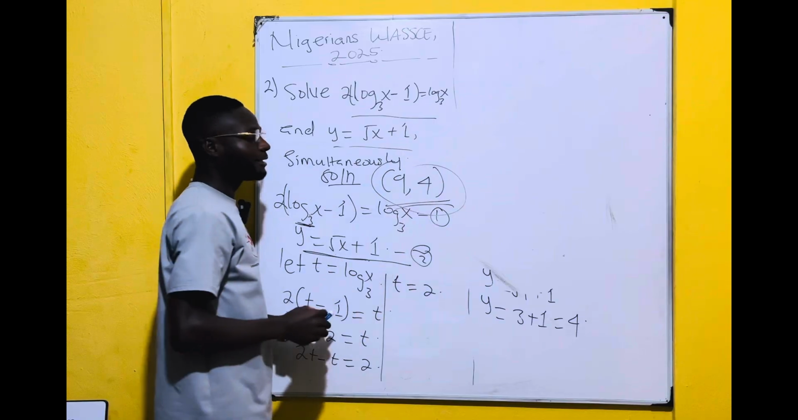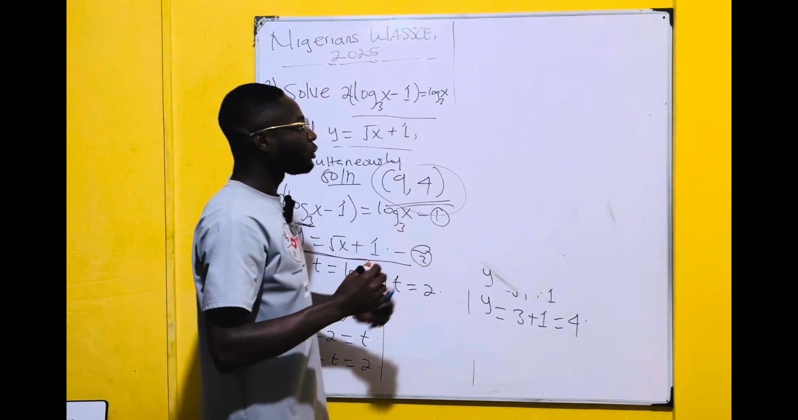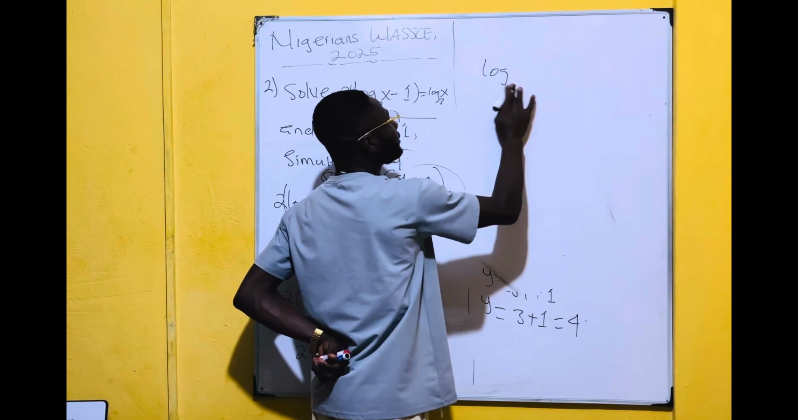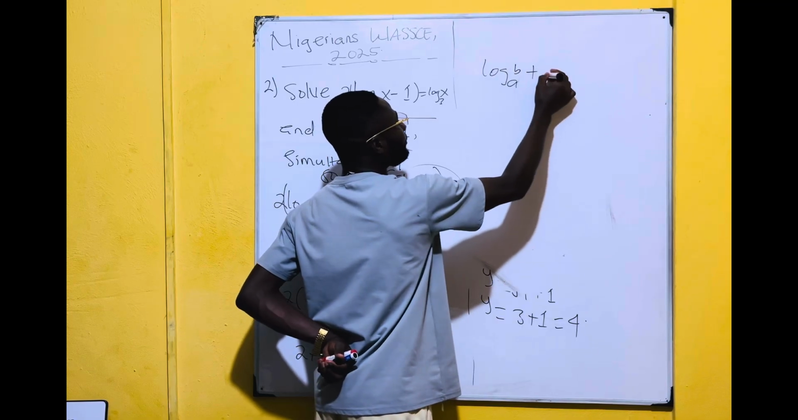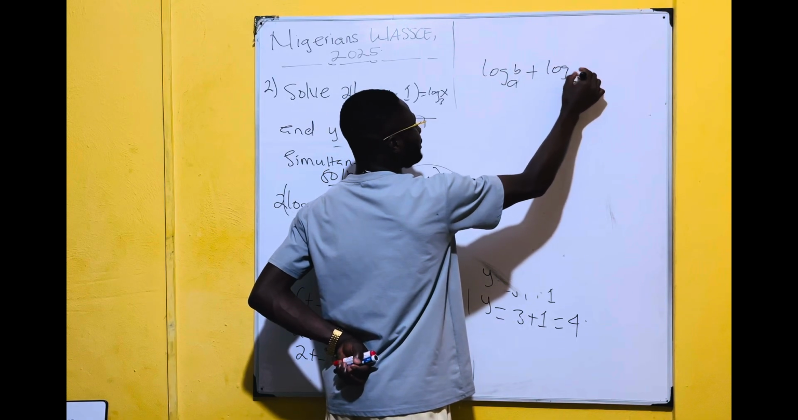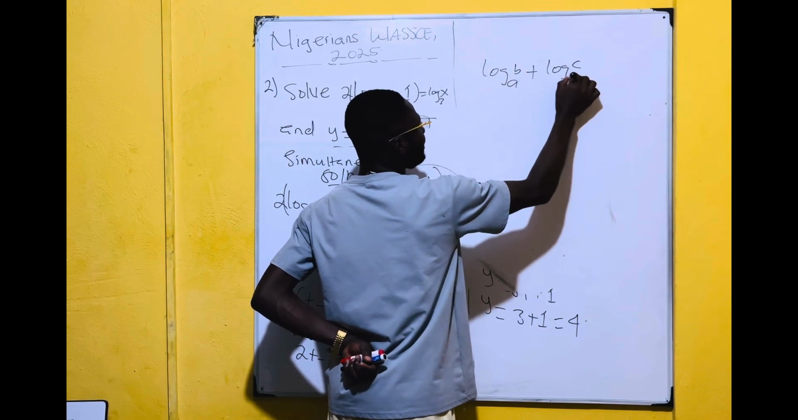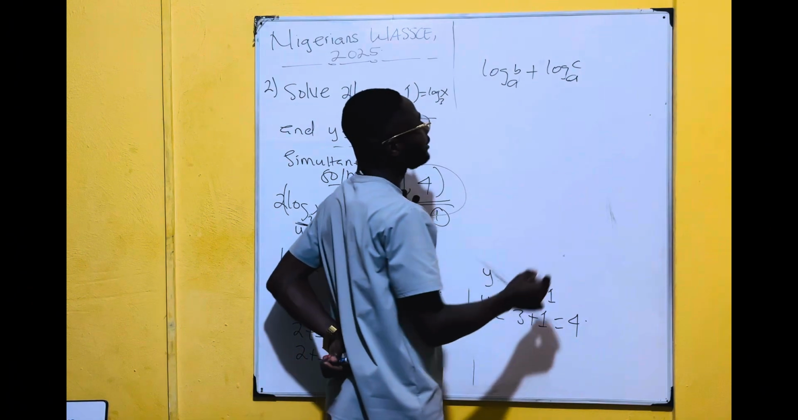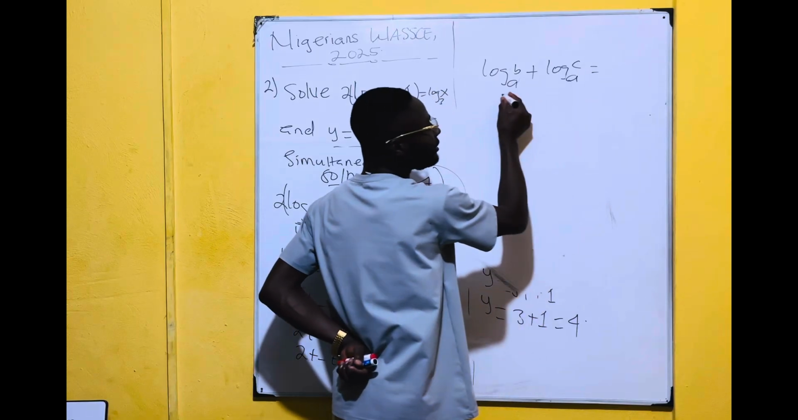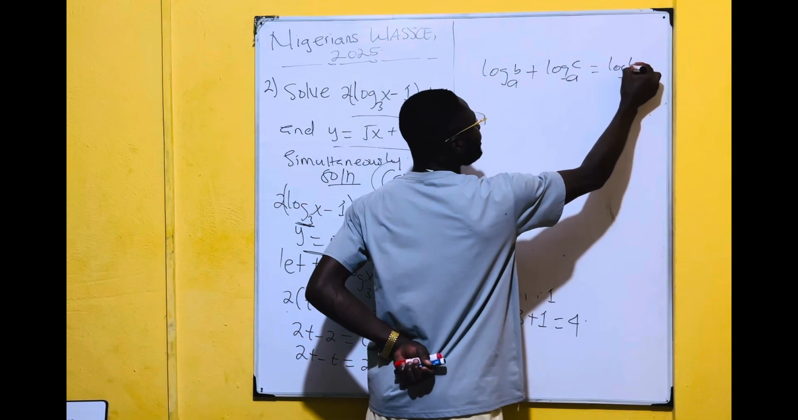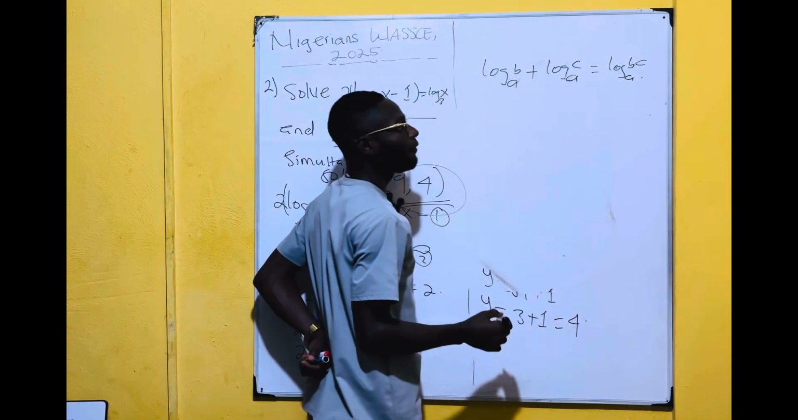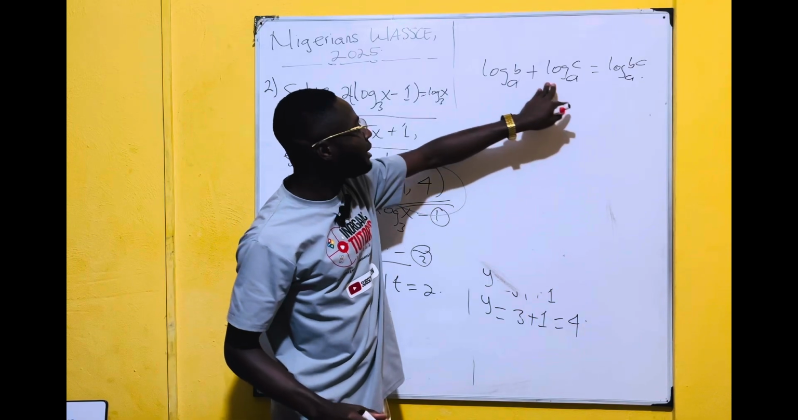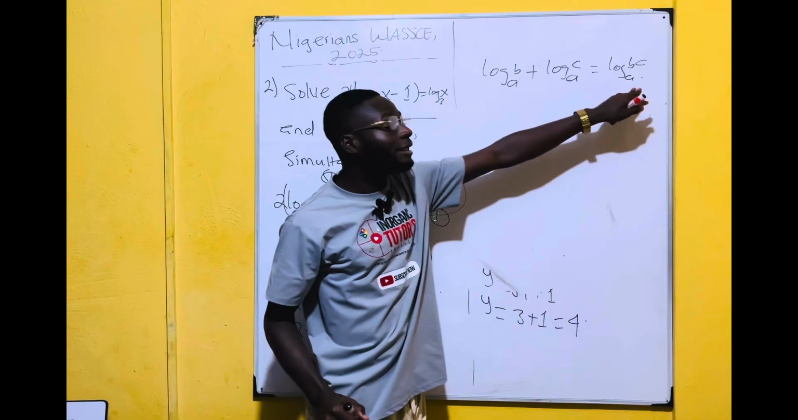That is, x is 9 and y is 4. So I want to give you some clues. If you have log a base b plus log c base d, they are all having the same base, right? Then this is the same as log bc base a. The log property says that if you have logs of the same base and they are adding, it means that indirectly they are multiplying.